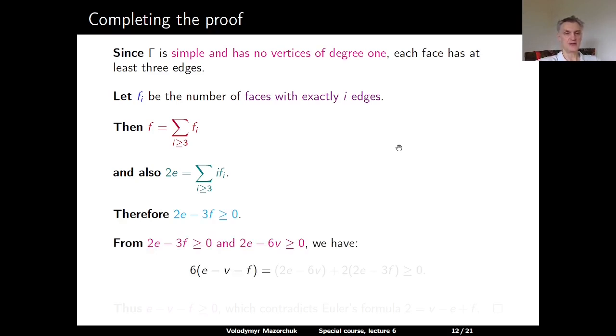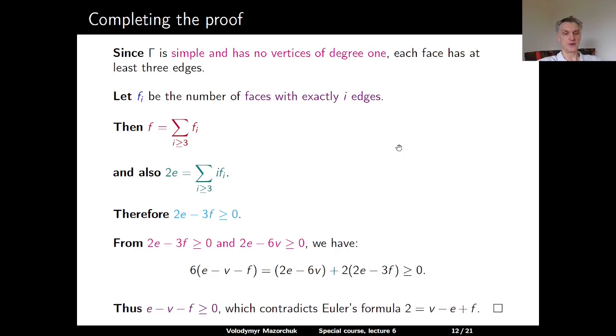So now, combining 2e minus 3f is greater than or equal to 0, and 2e minus 6v is greater than or equal to 0, we have that 6 times e minus v minus f, and this is equal to 2e minus 6v plus 2 times 2e minus 3f. This must be greater than or equal to 0. In particular, it follows that e minus v minus f must be greater than or equal to 0. But this contradicts Euler's formula, which asserts that e minus v minus f is equal to minus 2 for any planar graph. So this completes the proof.